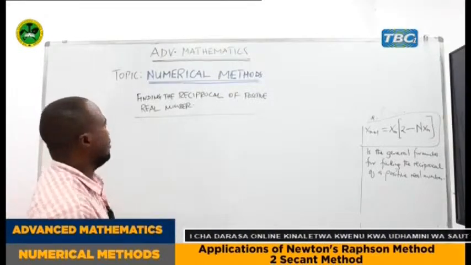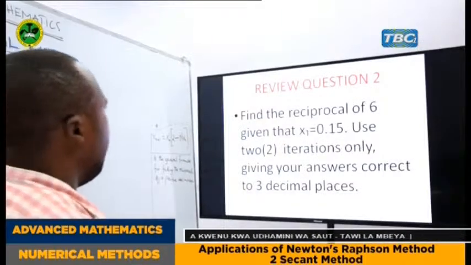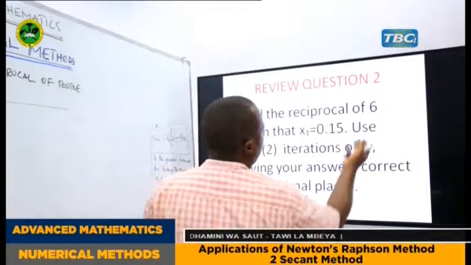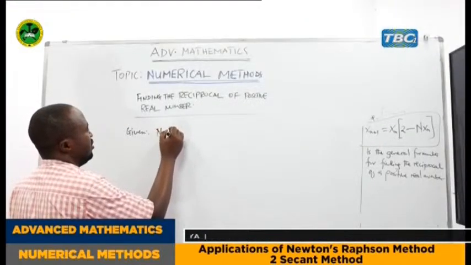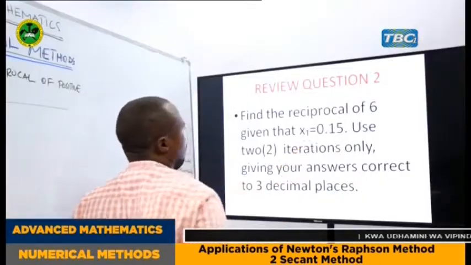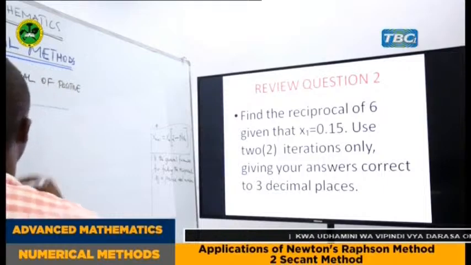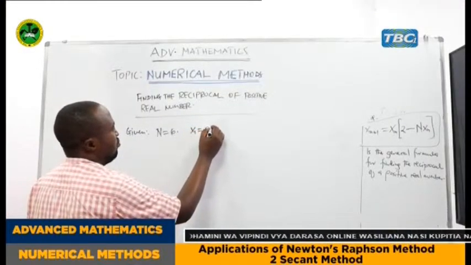So given, find the reciprocal of 6, therefore n is equal to 6. So here n is equal to 6. And again we have x1 which is equal to 0.15. So x1 is equal to 0.15.